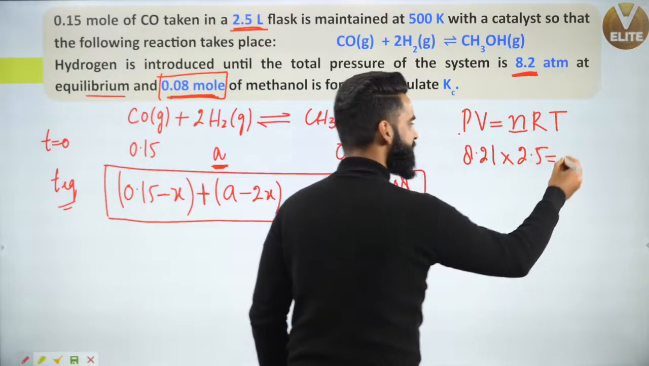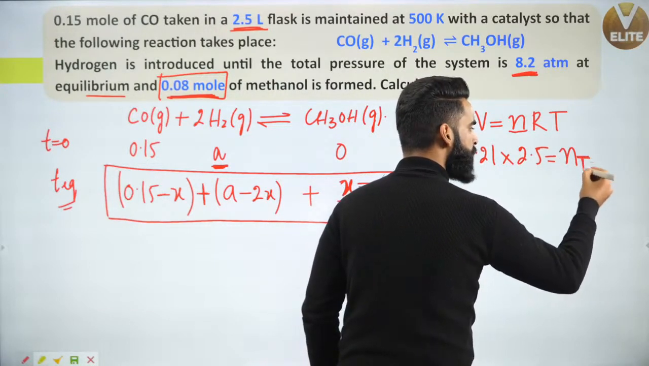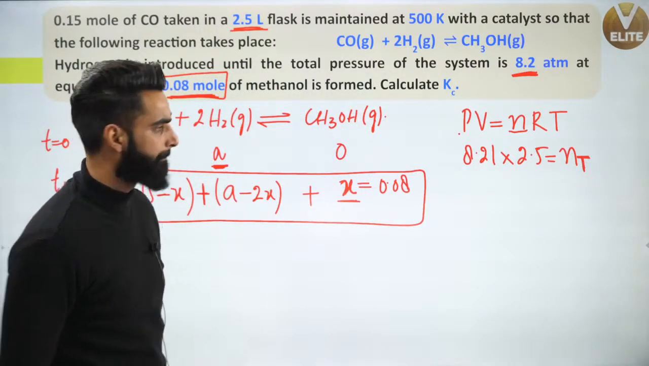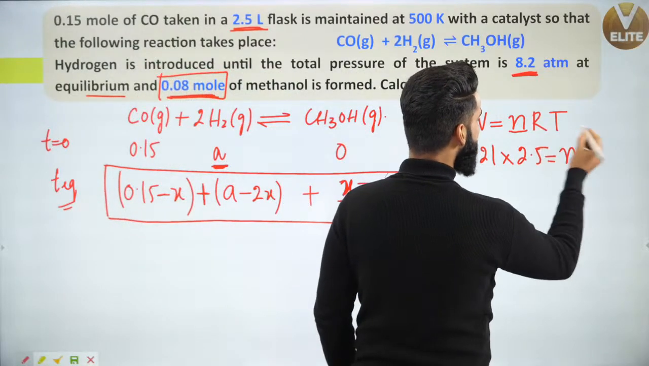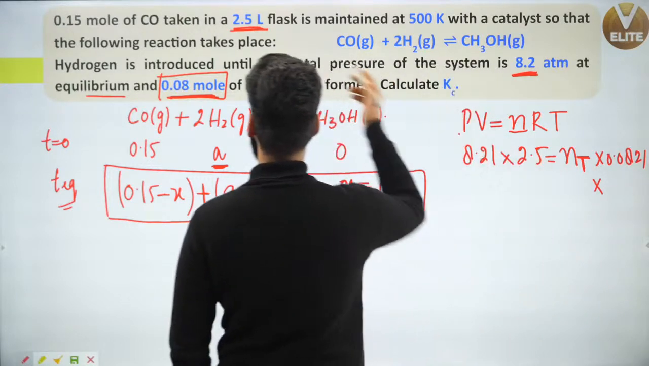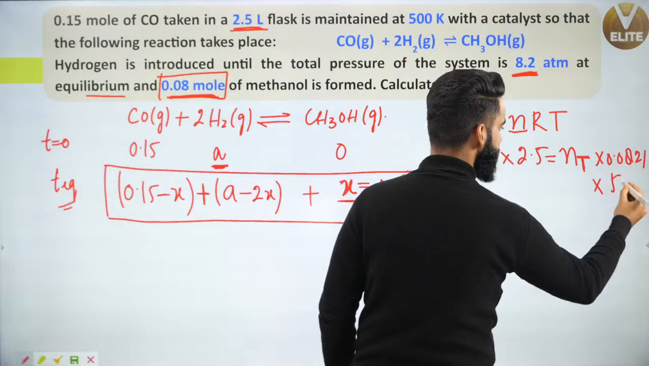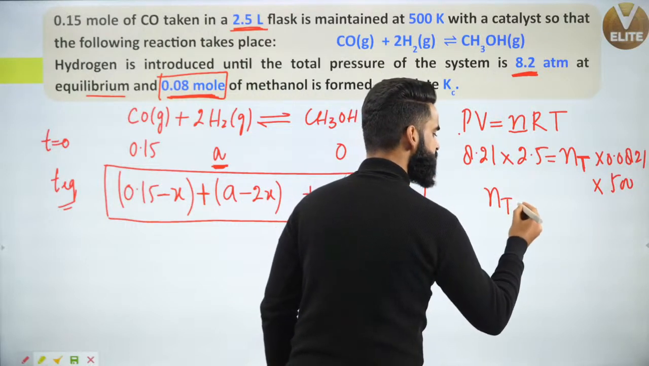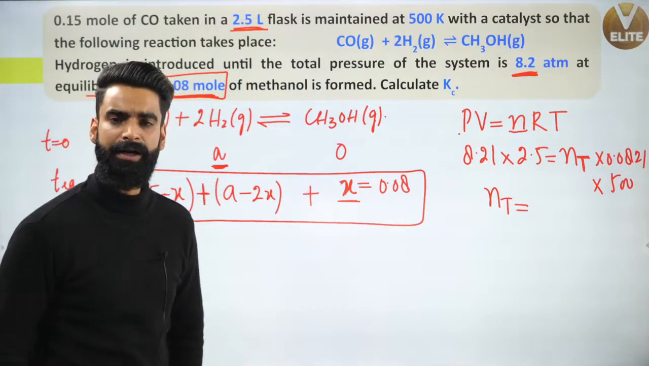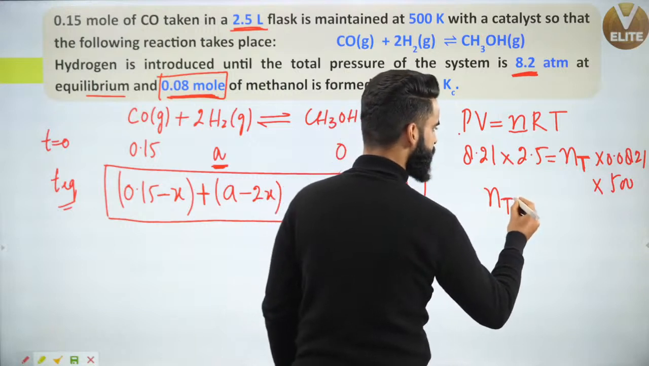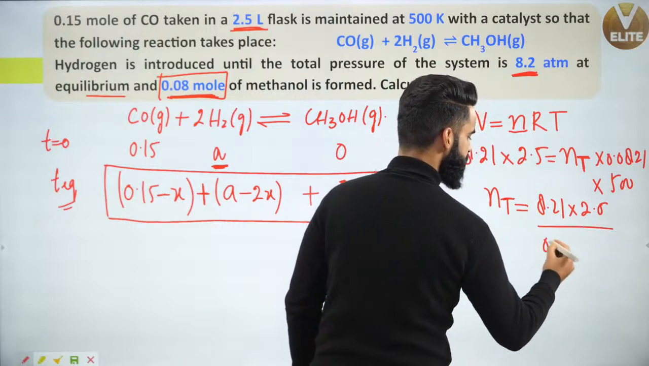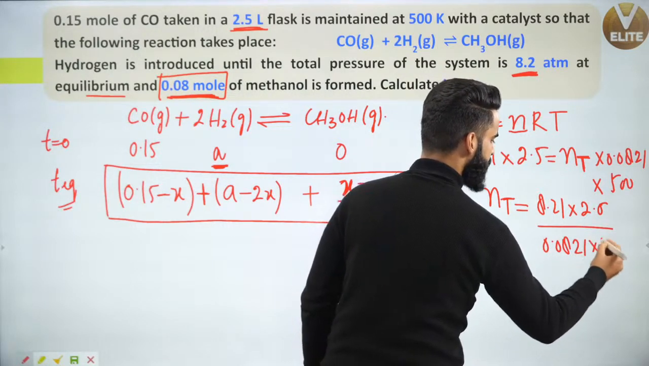What is this n? n is the total moles present in the mixture at equilibrium, right? And what is the R value? R value is simply 0.0821 multiplied by the temperature, which is given to me as 500 Kelvin. So can I calculate the total moles present at equilibrium in the container? We can do that definitely. I'll be getting 8.21 multiplied by 2.5 divided by 0.0821 multiplied by 500.